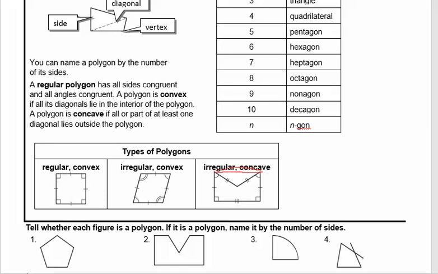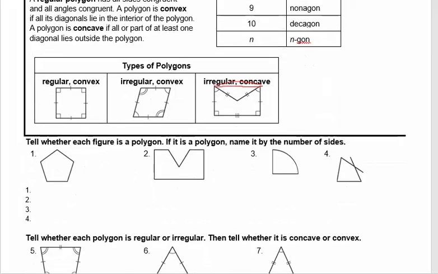Also, for a regular polygon, all sides are congruent, and all the angles are congruent too. So it's not enough to have all sides congruent. The angles also have to be congruent to be a regular polygon. So that's a very special case.